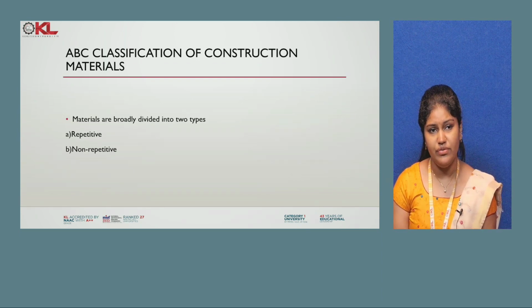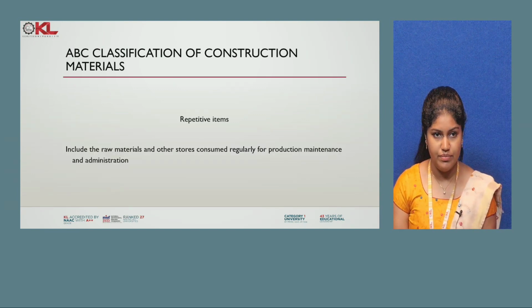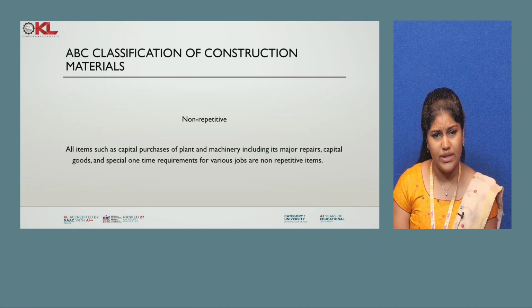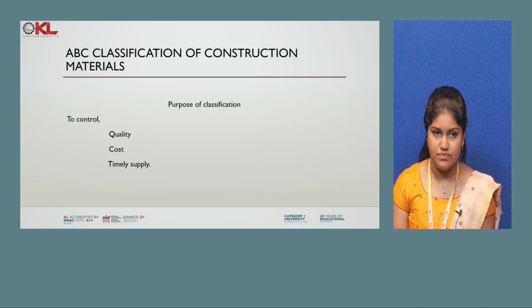ABC classification of construction material. The material will be divided into two types, repetitive and non-repetitive. The repetitive type includes the raw materials and other stores consumed regularly for production, maintenance and administration. In the case of non-repetitive, all items such as capital purchases of plant and machinery, including its major repair, capital goods and special one-time requirement for various jobs are non-repetitive items.